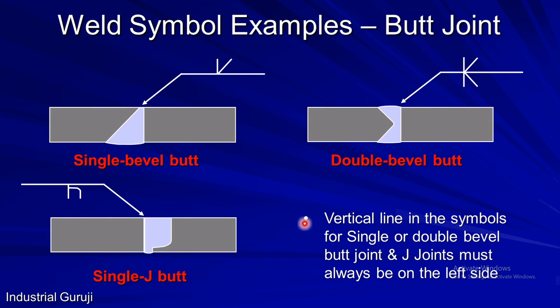One thing to remember here, that vertical line in the symbol for single or double bevel butt joints, J joints and fillet joints must always be on the left side. Remember friends, this straight line wherever it comes in a symbol, it has to be drawn on the left side.